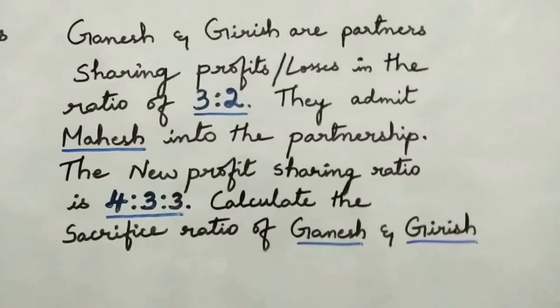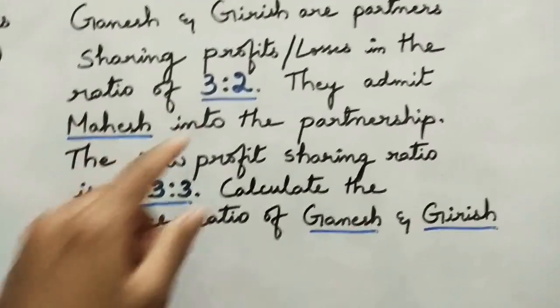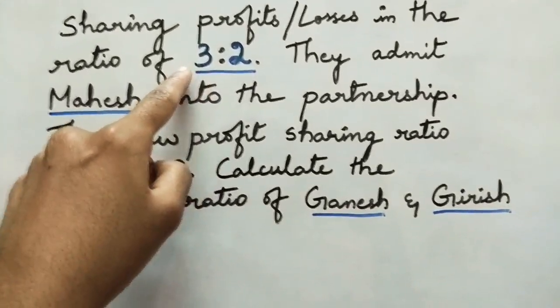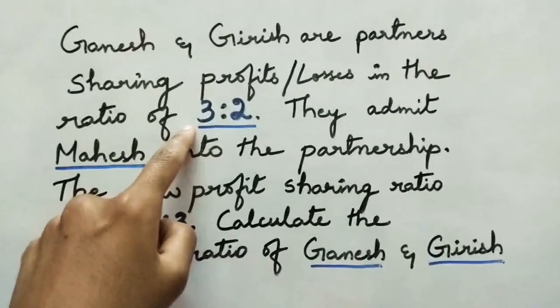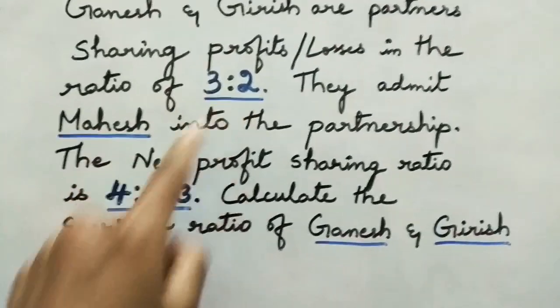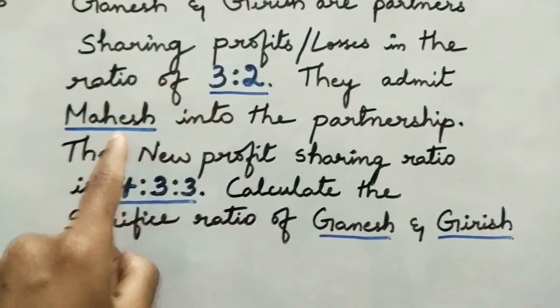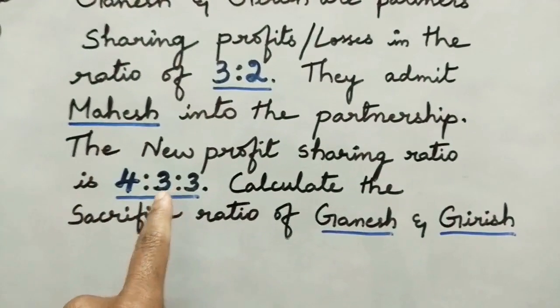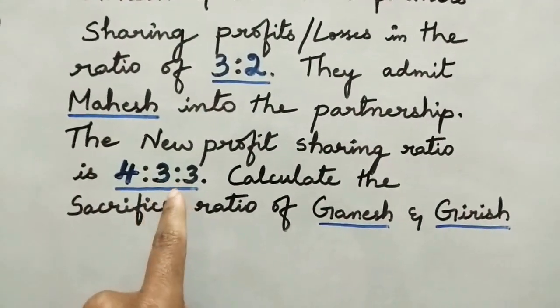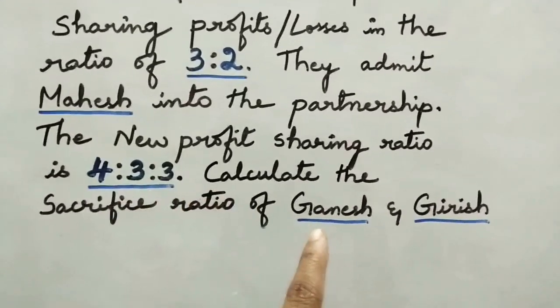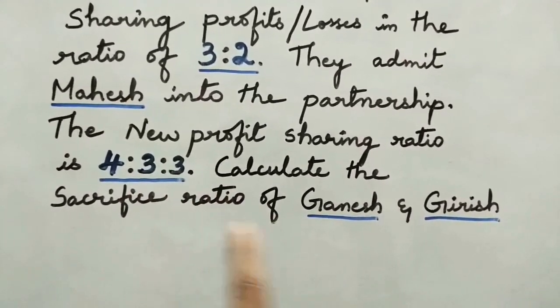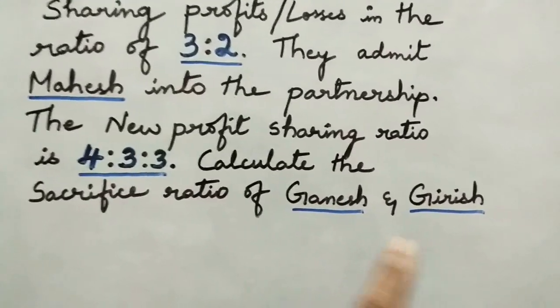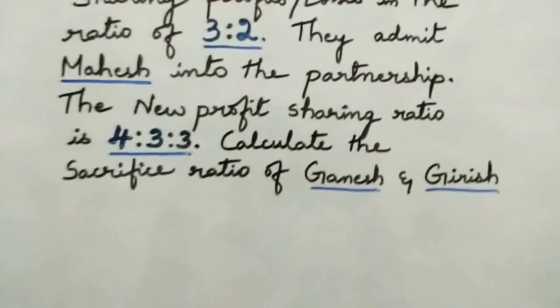So first thing which we have to do is take up the important things which we need to concentrate on for the calculation. The old ratio is 3:2, so I have underlined it. Then the new partner is Mahesh and the new profit sharing ratio is 4:3:3. I have underlined this, and they have asked us to calculate the sacrifice ratio of Ganesh and Girish. So let us start with the solution now.